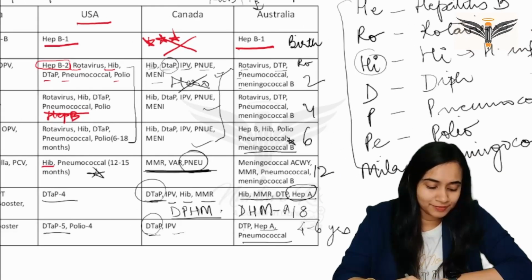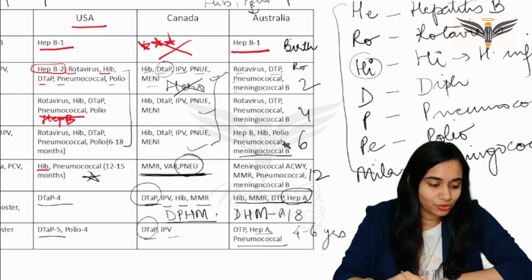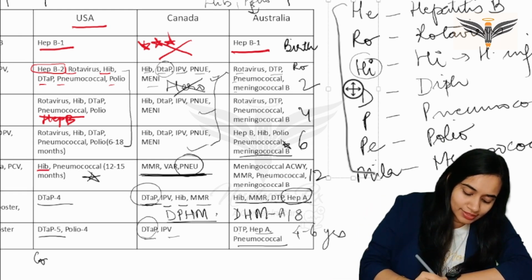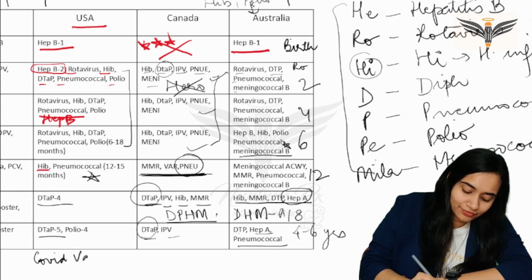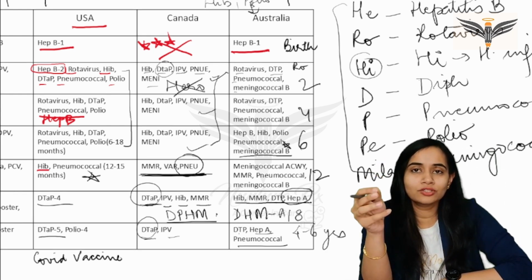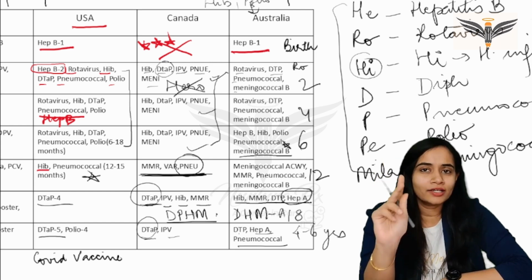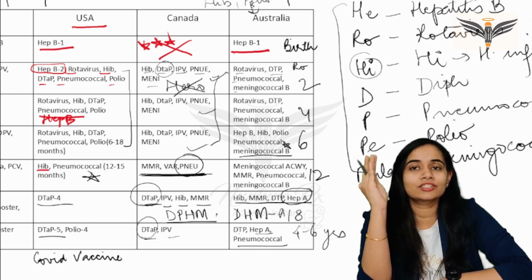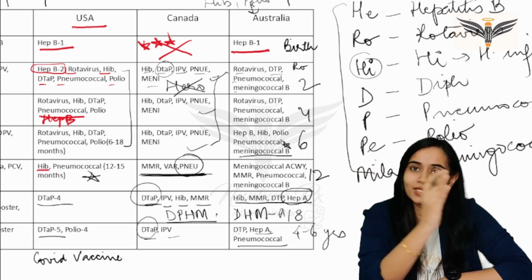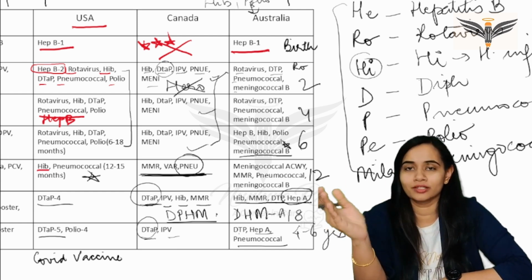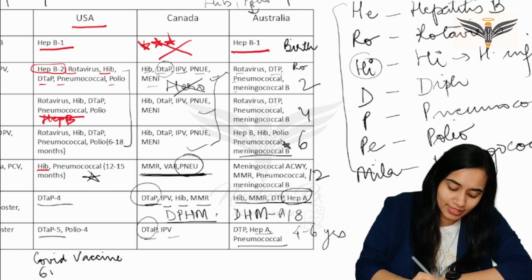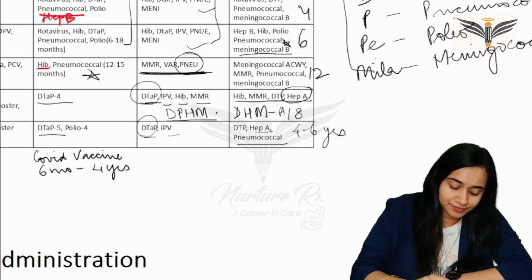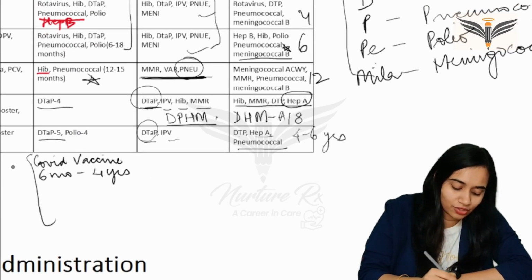Apart from that, what you need to know, for USA, they have started the COVID vaccine. So what is the dose of COVID vaccine? One dose is given, like they say that at least one dose has to be given between 6 months to 4 years of age. Okay, 6 months to 4 years of age. Right, this is your USA.